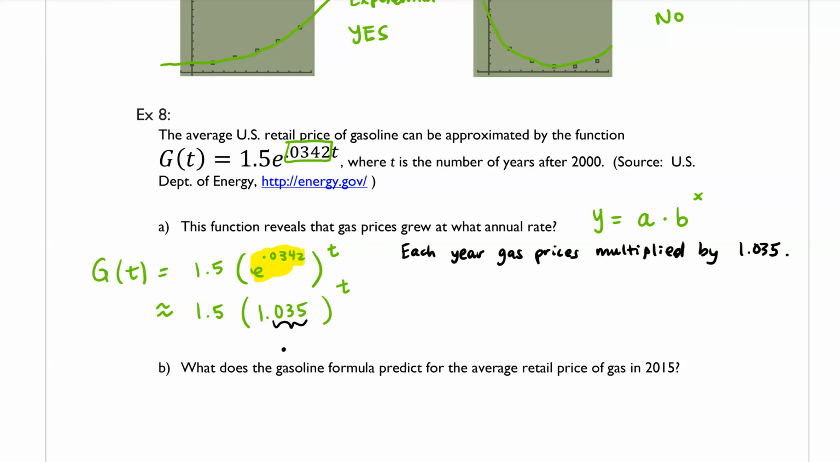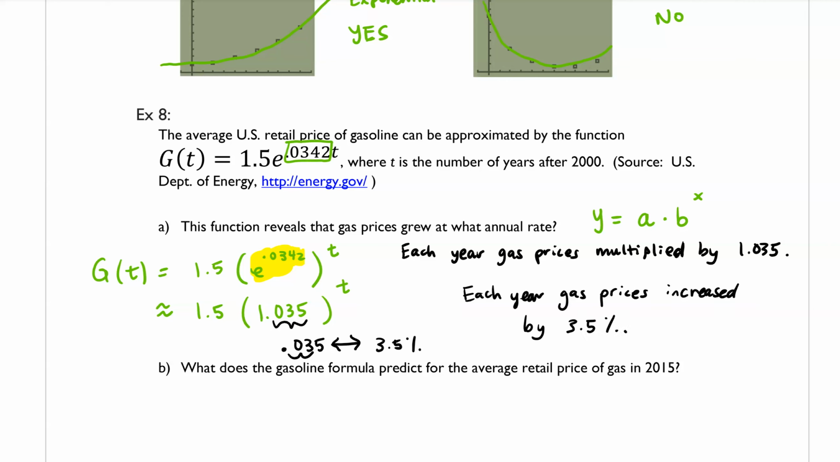So if I just took that 0.035 and I can convert that into a percentage, and to convert a decimal into a percentage, we move the decimal to the right 2 places. So I would move it 1, 2, and then add the percent sign on it. So a more common answer for this one, we would say each year gas prices increased by 3.5%. Okay, so that's our answer for part A.